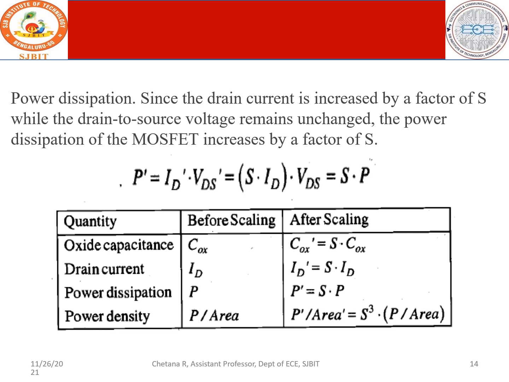Whereas power density is P by area. So area is scaled by S square. P already is multiplied by S. So when you bring it back, it becomes S cube. So power density is scaled by a parameter of S cube.